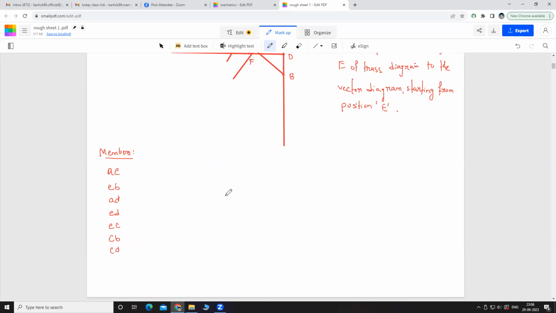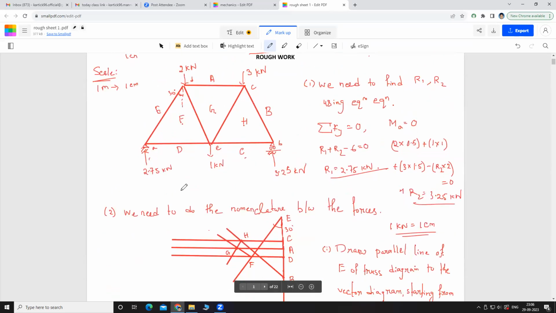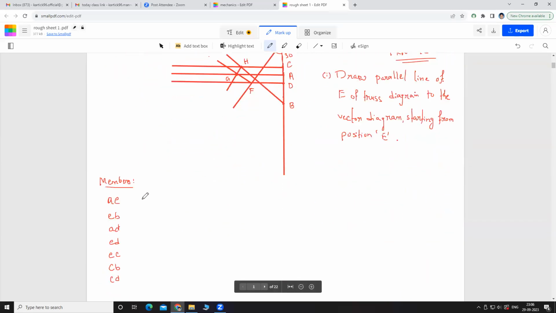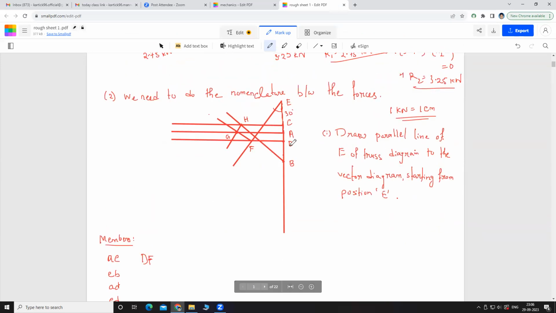Now think about member AE. This one, AE. For AE, what are the two sides? That is D and F. For this member, the two sides are D and F, right? So here we can write this one as D and F. So find out the length between these two points.